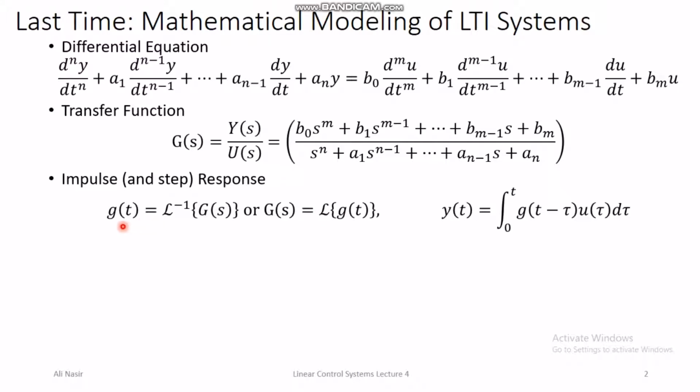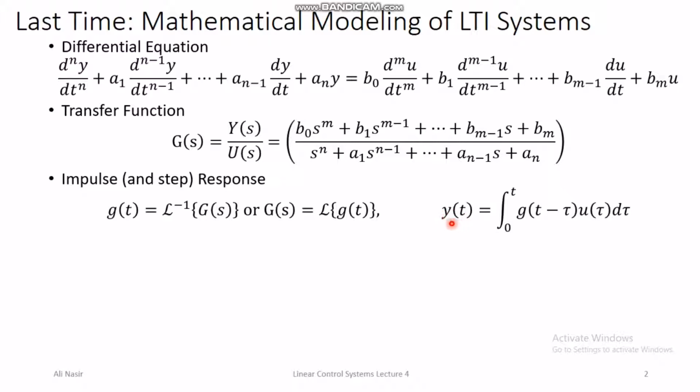Then we discussed impulse response, which can be derived either in the lab or by taking the inverse Laplace transform of the transfer function. Well, in the lab it is difficult to create an ideal impulse, but practically you can also take the step response, and then the impulse response is basically the derivative of the step response.